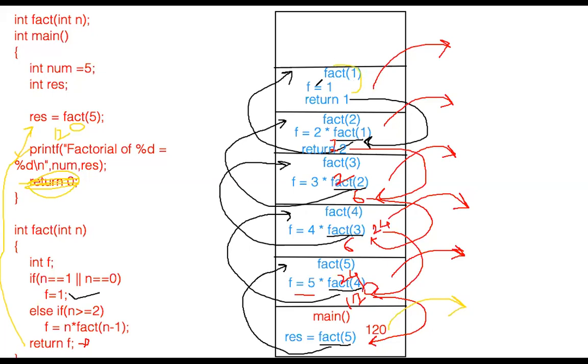Because if fact 1 is in the memory, fact 2 is not going to execute. Your program only executes the topmost function. Your operating system will execute only the topmost function available in your stack memory. If it is done and gets out, then only fact 2 will be executed. If that is done, then fact 3 will be executed, like that. Getting? So done.